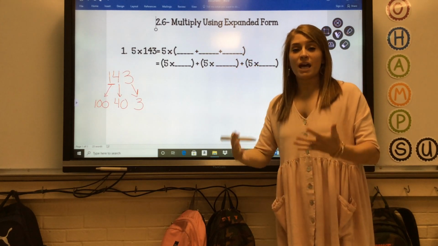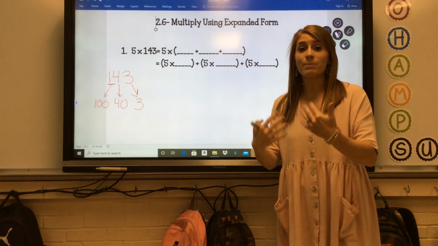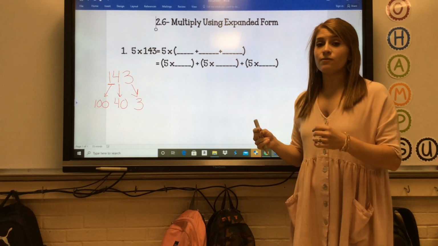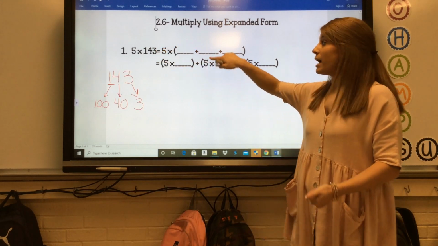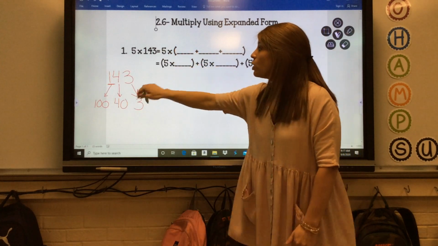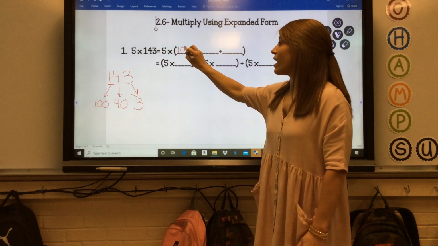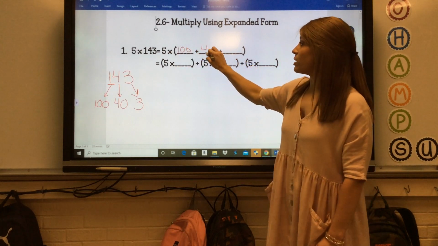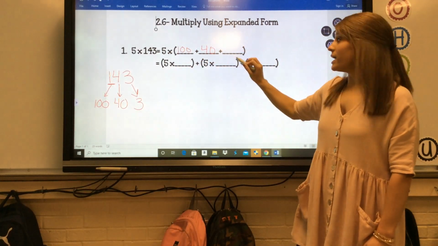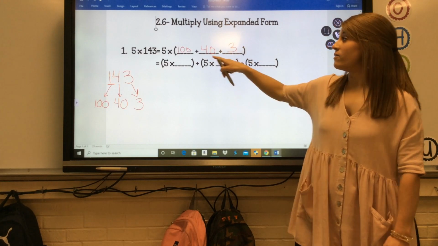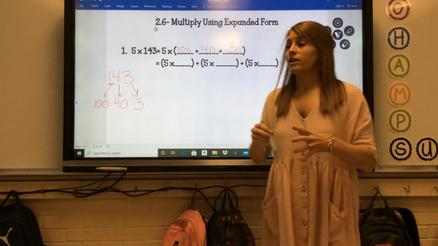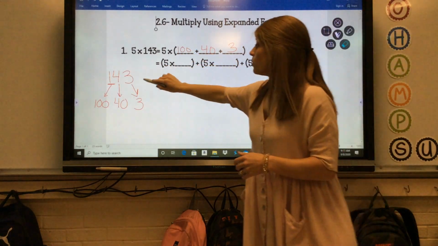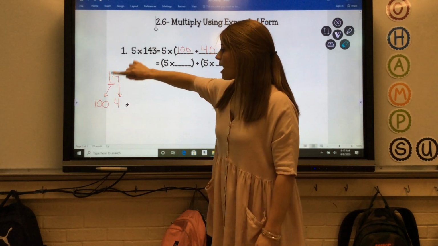Exactly. I'm going to take where I've broken that number down by place value into expanded form, and I'm going to fill in these blanks. So 5 times 100, because that's the value of that 1, plus 40, because that's the value of that 4, plus 3, because that is the value of that 3. Very good.